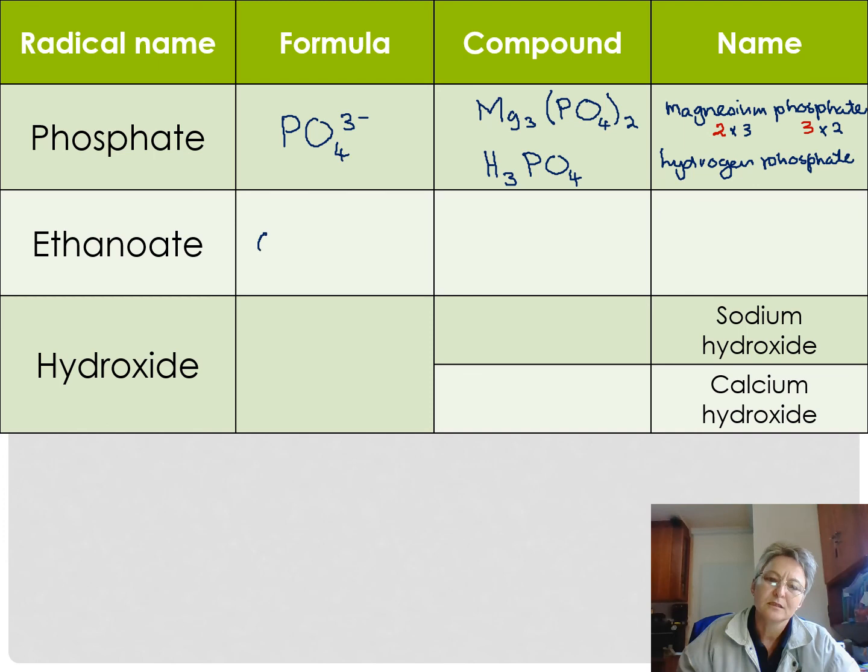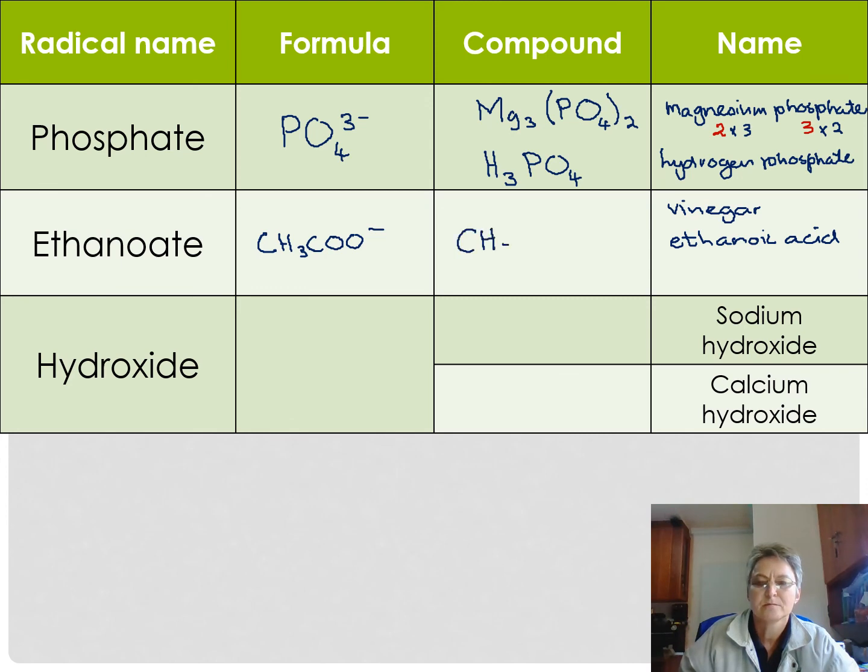Ethanoate is CH3COO negative. And the common compound here is vinegar or ethanoic acid. And all we add there is a hydrogen, CH3COOH.